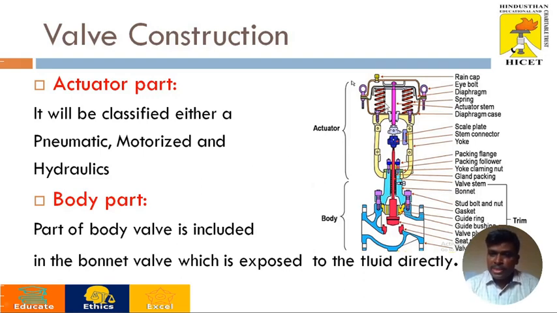There are three types of actuators: pneumatic, hydraulic and electric, where the energy source changes based on the actuator type. Pneumatic means air, hydraulic means oil or water, and electric means a motorized control valve. This is followed by the control valve body, which is constructed with the valve stem, where the valve is seated. The second element is called the body, where all the elements are housed.